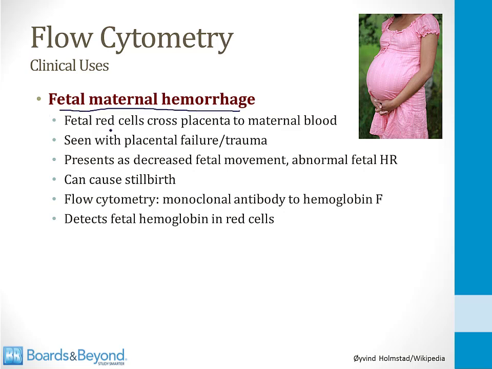This occurs when fetal red blood cells cross the placenta and enter the maternal circulation. It's seen in cases of placental failure or trauma. It can present as decreased fetal movement or abnormal fetal heart rate, and it can cause a stillbirth. Flow cytometry can be used by employing monoclonal antibodies to hemoglobin F. If you detect significant amounts of fetal hemoglobin in red cells in the maternal circulation, it indicates that fetal red blood cells have crossed over to the maternal side of the placenta.